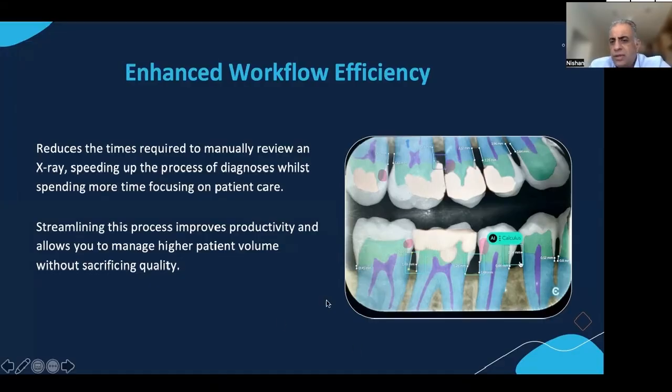And the process of viewing an X-ray is streamlined. So by streamlining that process, again, productivity increases. You have more time on your hands to spend with the patient.